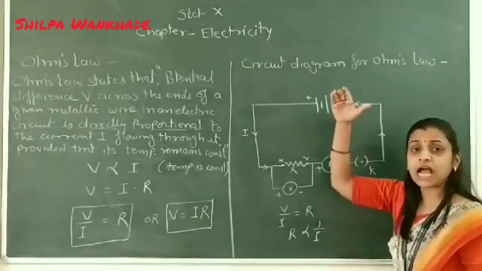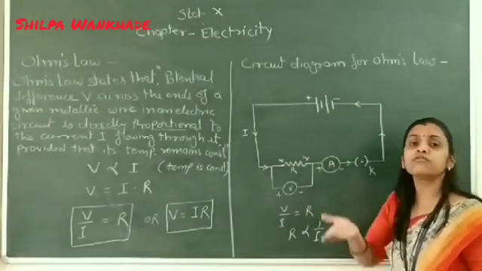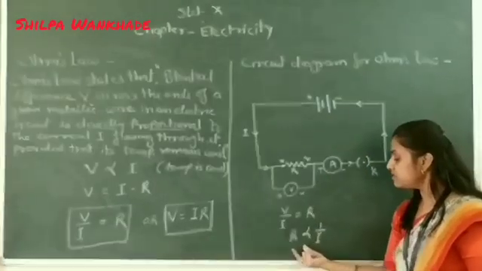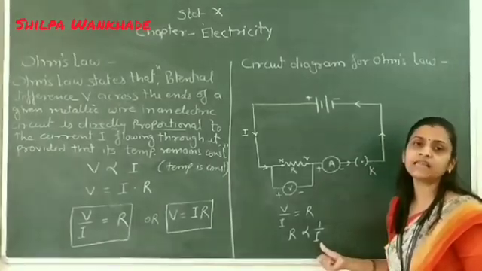Means if resistance is high, then current flowing through is low. And if resistance is low, then current flowing through will be high. So there is an inverse relationship between resistance and current.